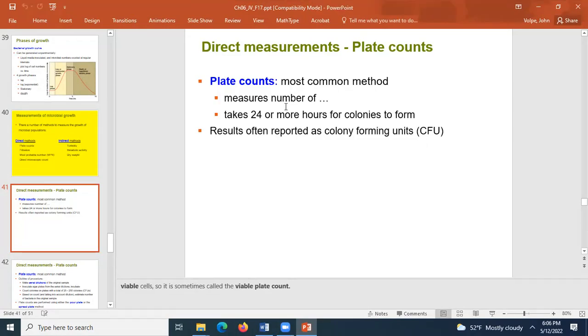It does take 24 hours or more for the colonies to form, and the results are usually reported not as the number of cells, but as colony forming units, because we don't know if a colony was formed by one cell, by two cells, or by more cells. Any question about that?